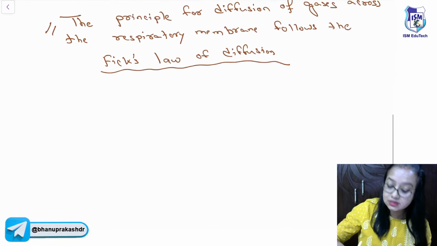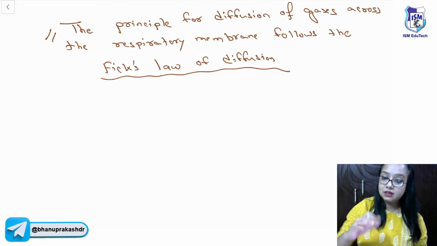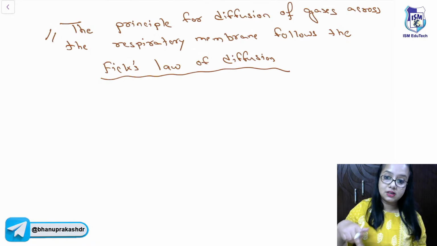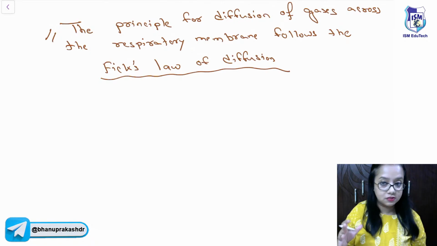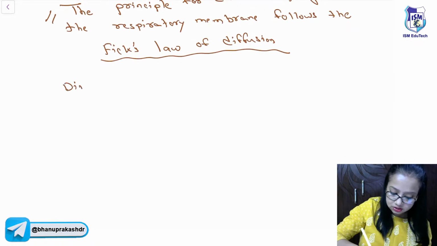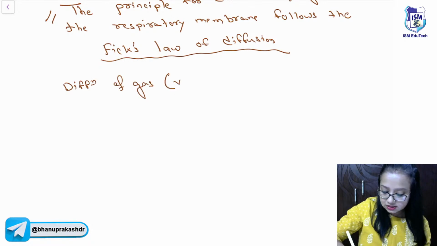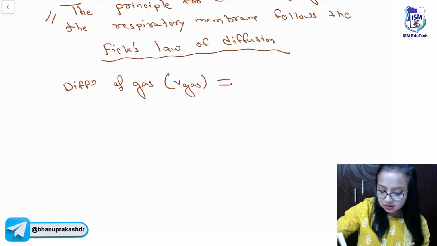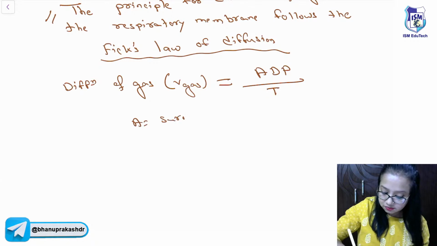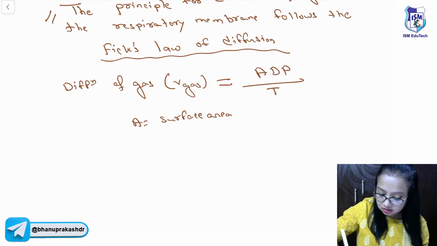So, now first we will understand Fick's law of diffusion and the factors controlling it. Then we will go on to understanding the laws governing this Fick's law, like the laws of the gas. Now, Fick's law of diffusion says that diffusion of gases, which is designated as V gas, is a direct function of the surface area of the respiratory membrane.